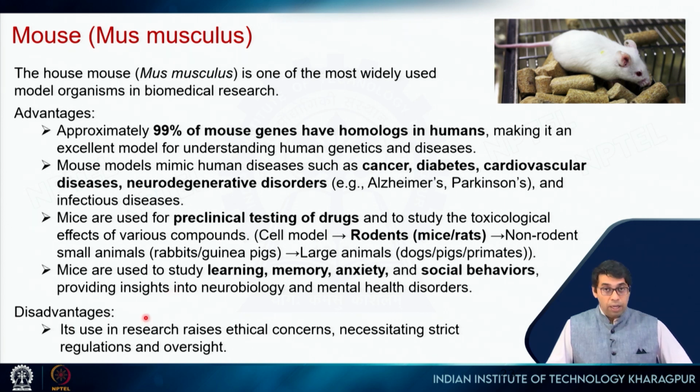Disadvantages: well, it has of course ethical issues. However, many things that are studied in mice cannot be directly translated to humans. So that also poses a big disadvantage in using mice as a model system for studying really complex systems.